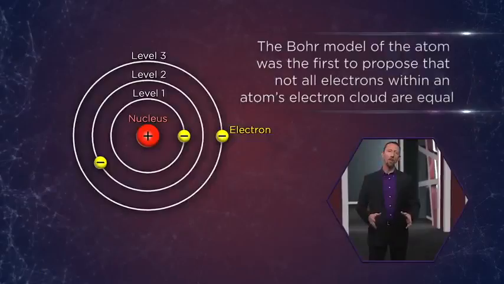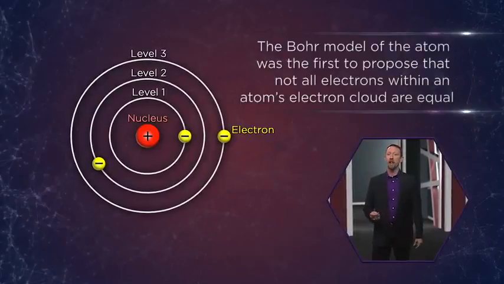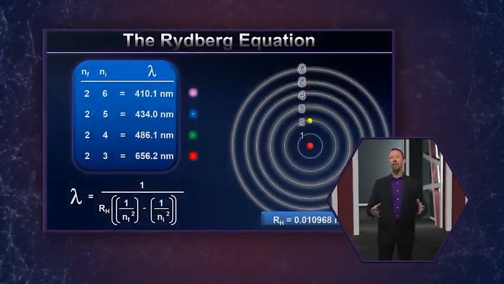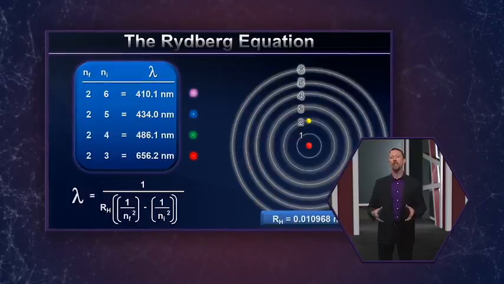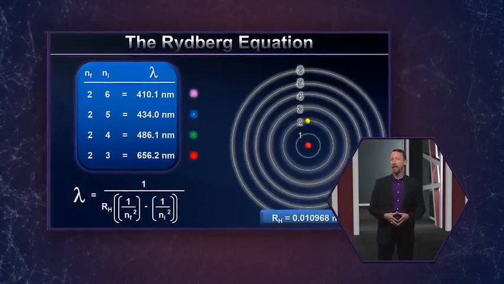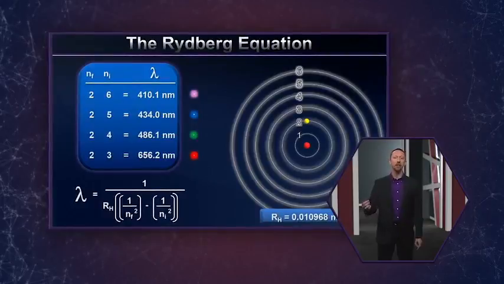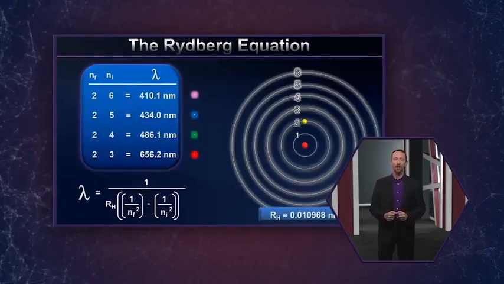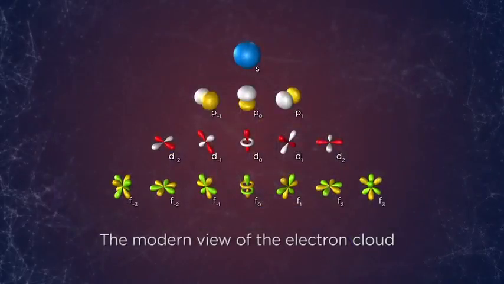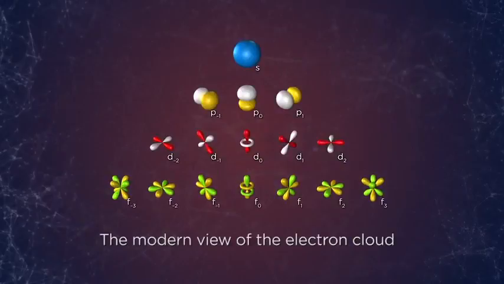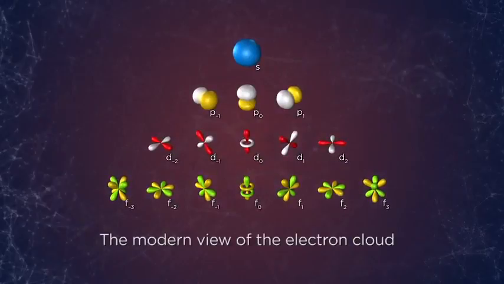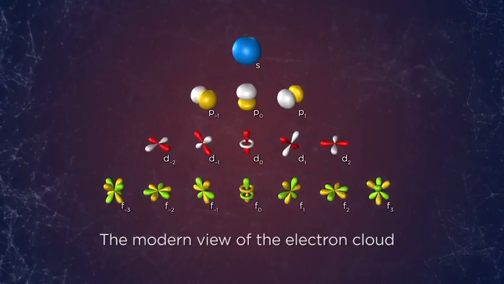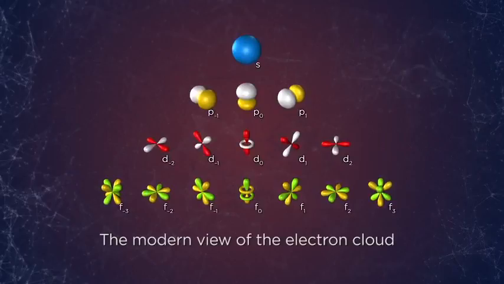We've discussed how the Bohr model of the atom was the first to propose that not all electrons within an atom's electron cloud are equal. And we saw how Rydberg was able to mathematically model the energetics of different electron orbits in isolated hydrogen atoms, successfully explaining its line emission spectrum and touching off a century of discovery with respect to the electronic structure of atoms. We then discussed the modern view of the electron cloud. We saw how the size, shape, and orientation of an electron's orbit in conjunction with the electron's magnetic spin make every single electron in an atom distinct from all others in that atom.